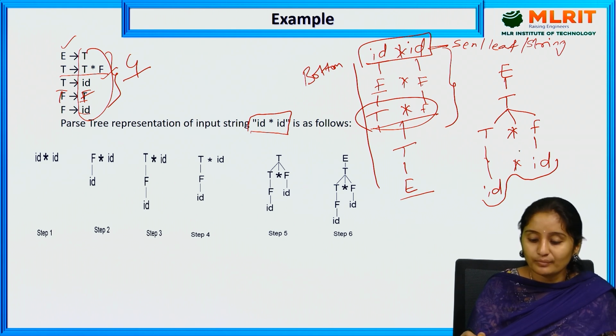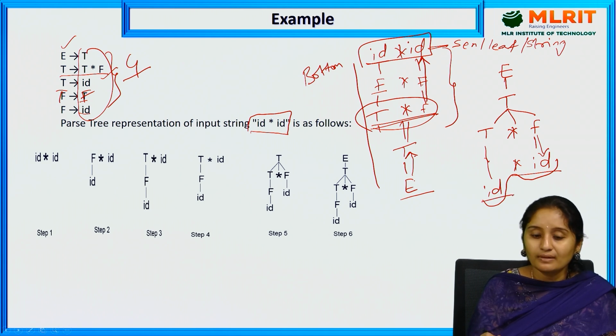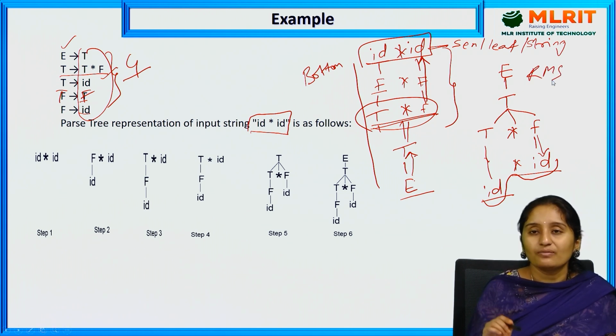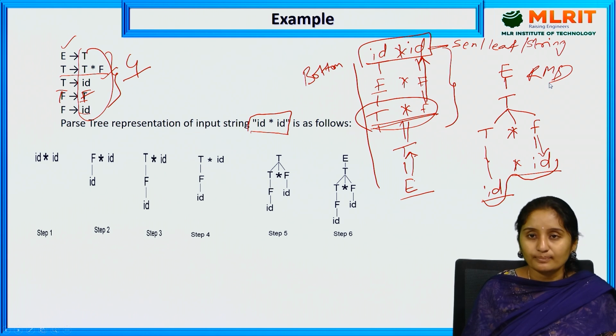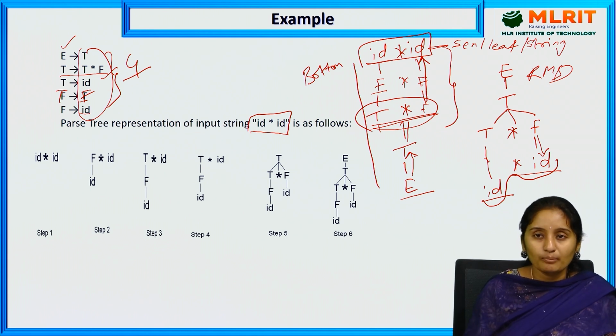See here, first E is taken, E is derived to T. Then next T is derived to T star F. After T star F, I am going to derive this ID, F tends to ID. Then afterwards, after completing the right part, I move to the left hand side and derive ID. So if I apply this bottom-up parser in reverse manner, I am going to apply the rightmost derivation. So this is nothing but the bottom-up parser.